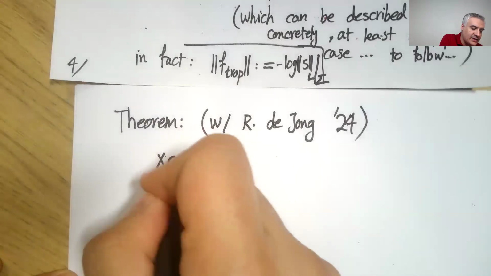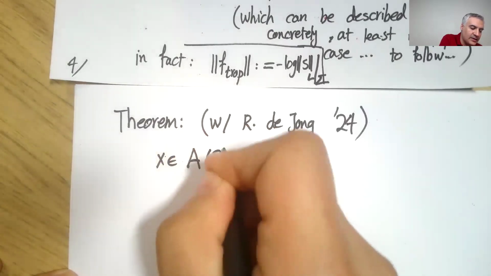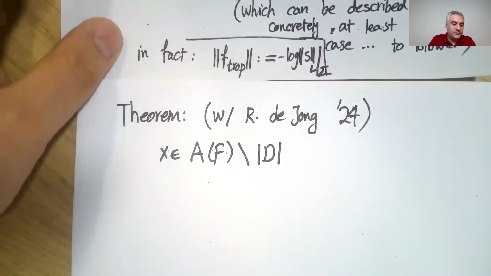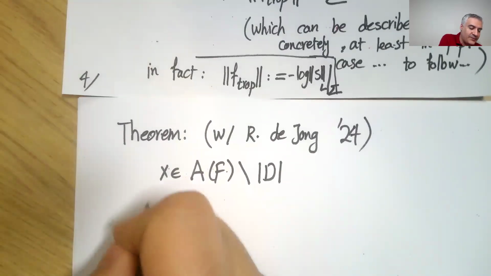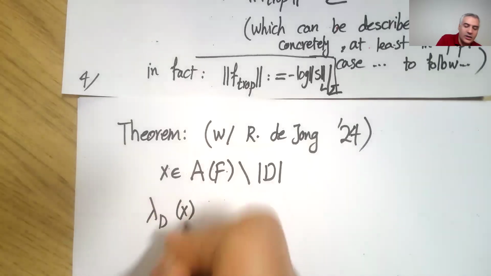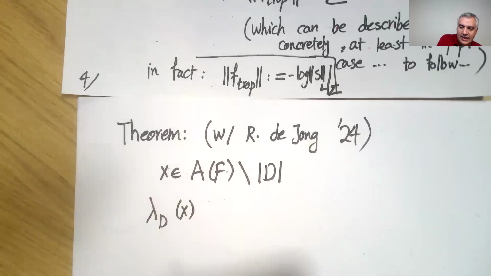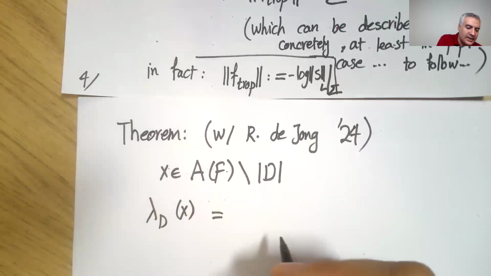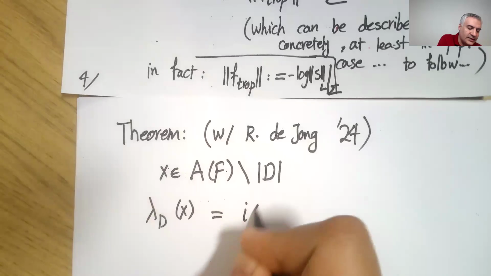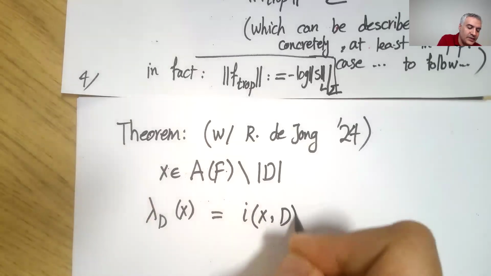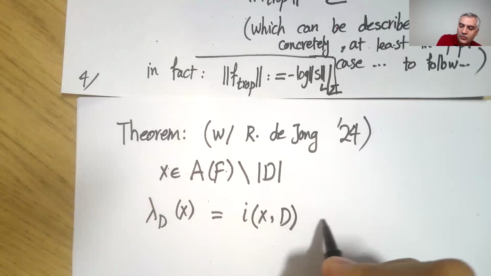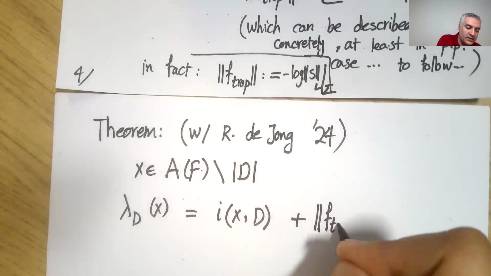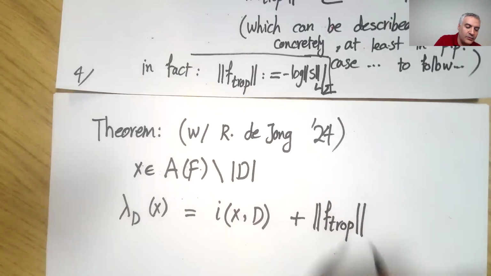For X that Néron cared about, this lambda d of X, the local height, which, as we saw, is log of norm of a section, is two terms. There's an intersection theoretic term, which I will come back to. And then there is a tropical term, which is this function I've been talking about. And I'll talk about it a little bit more in a moment.